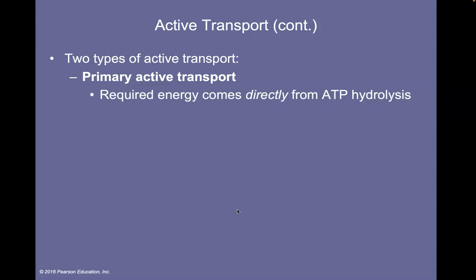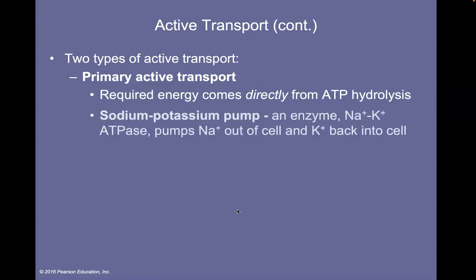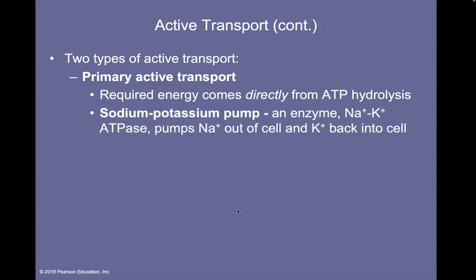So let me talk about primary active transport. And this is the easiest one that most of you think of when you think of active transport. This is the one that requires energy directly from ATP hydrolysis. Remember, ATP has these high energy phosphate bonds, and what's going to happen is it's going to drop a phosphate onto that protein pump. That's going to cause it to undergo this conformational change. And again, I'll show you this in just a minute.